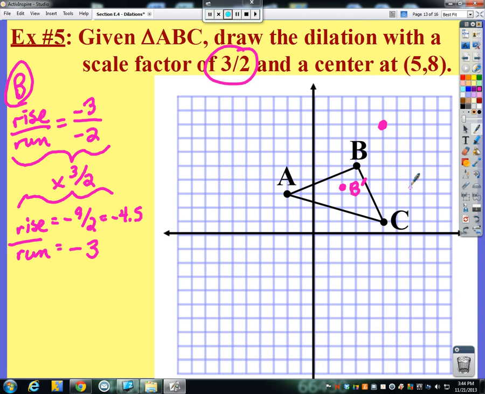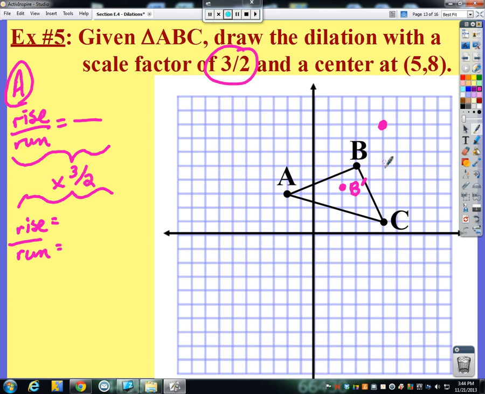All right, now let's try it with A. Let's erase all this extra stuff here. Let's get a new rise, a new run. I'm going to keep the 3 halves there, but I'm going to get new slope numbers to work with here. So now for A. Again, start at the center where everything grows and shrinks from, and let's figure out what the slope is to A. So again, rise over run.